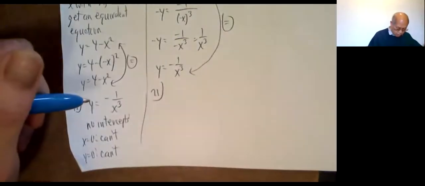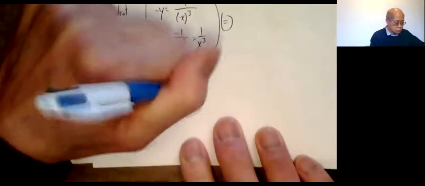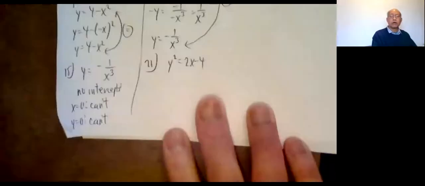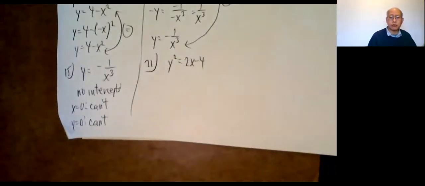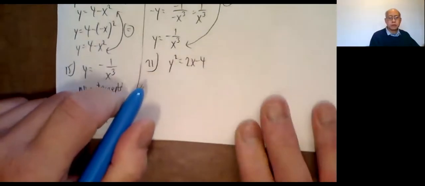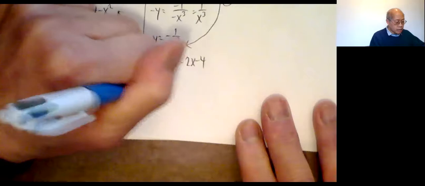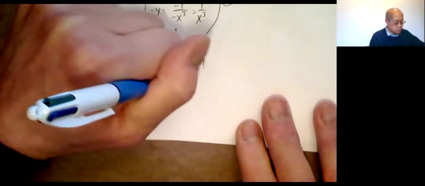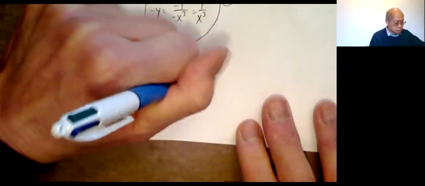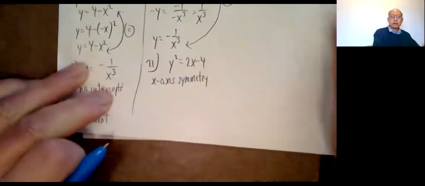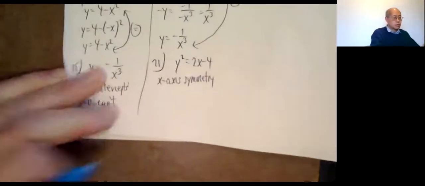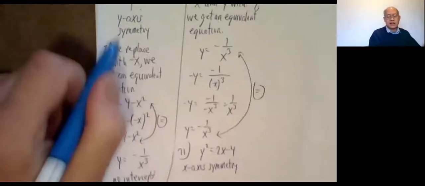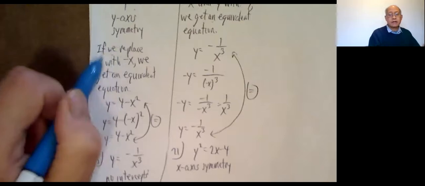(21) y squared equals 2x minus 4. It's kind of a hard graph. Let me do the symmetry first. Okay. I claim this will have x-axis symmetry. It's just kind of like this. If you replace y with negative y, you get an equivalent equation.